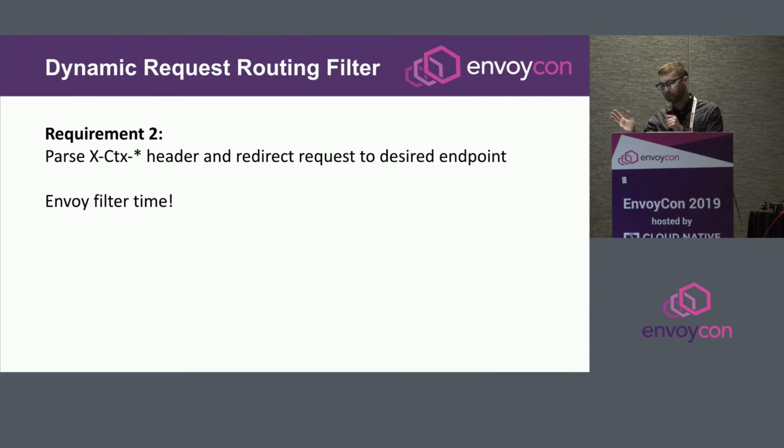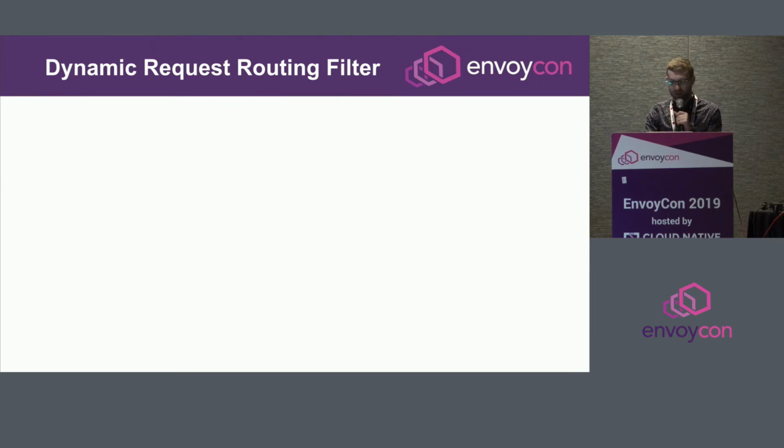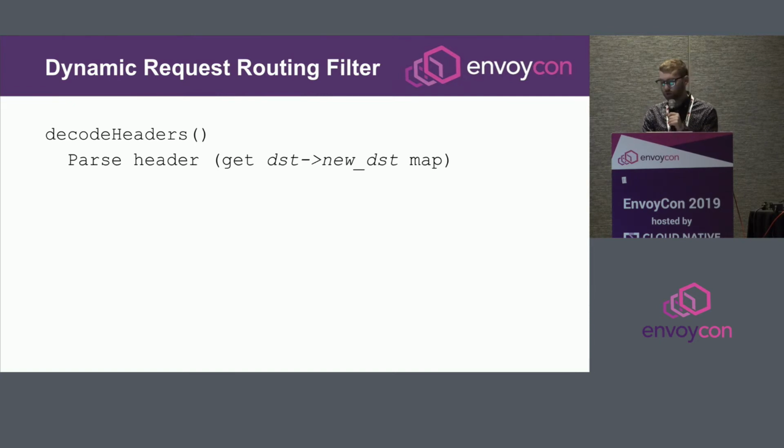So we have another high-level requirement, which is we need to be able to parse this XCTX header and redirect the request to a desired endpoint. And let's see what this looks like. This is going to be in an Envoy filter, so get ready for some pseudocode. If you've written a filter or you've looked at any filters, you've seen something like this, which is the decode headers function. And this is one of the places where you can write some code in a filter. So the first thing we're going to do is parse that header somehow. So we're going to get this map, which maps from where the request was going to go to where we really want it to go now.